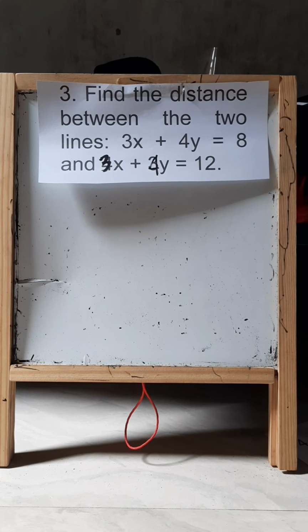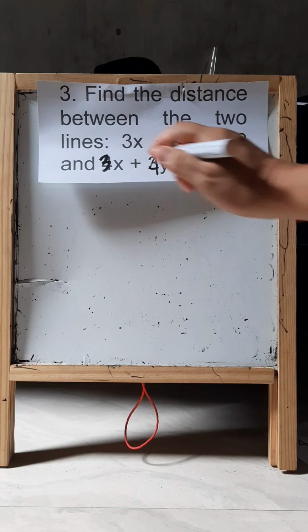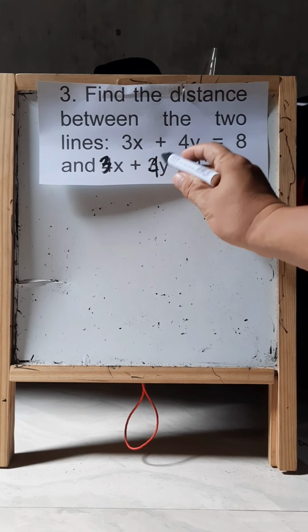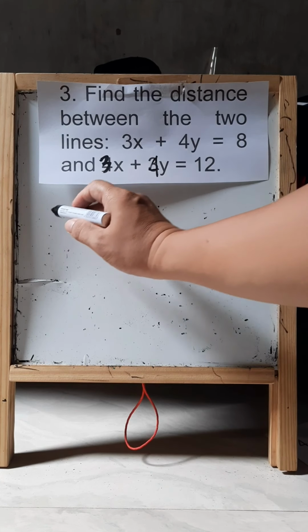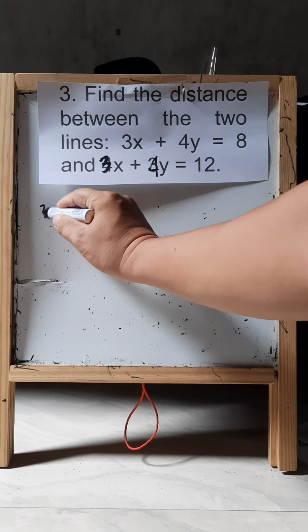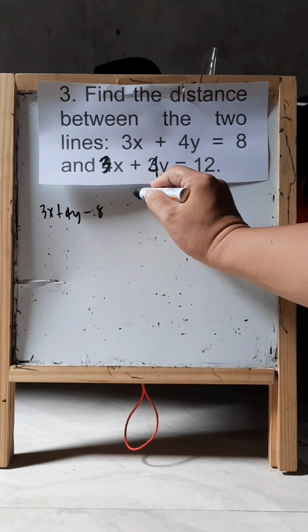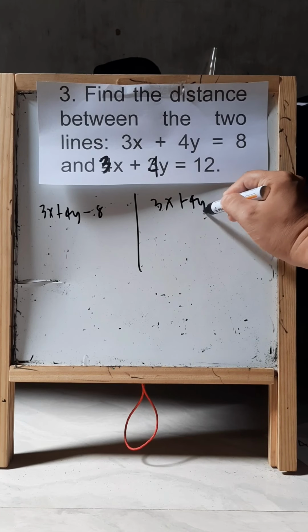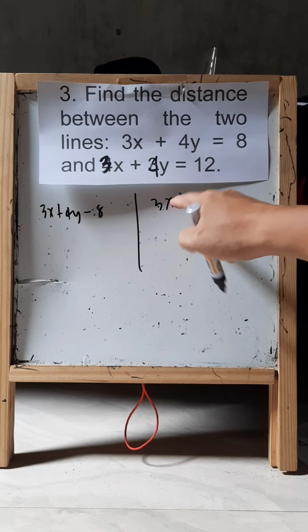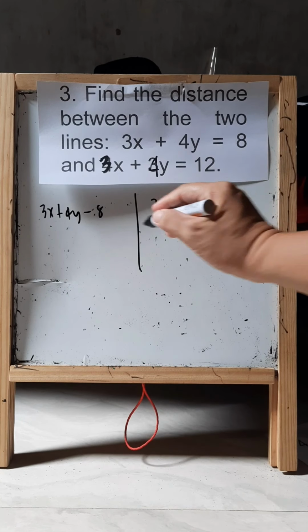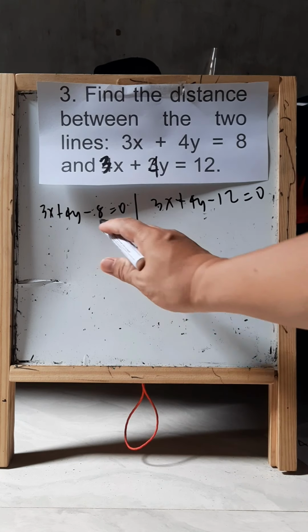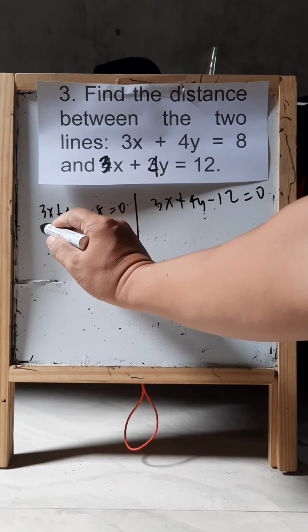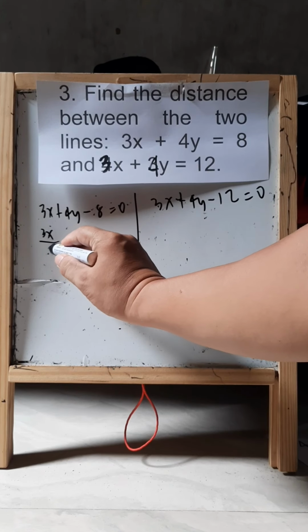Find the distance between the two lines 3x plus 4y equals 8 and 3x plus 4y equals 12. So first, let us reduce these two equations to normal form. This is for line 1 and this is for line 2. Let's transpose 8 and 12 to the left side of the equation, so that if C is negative, then its denominator is positive.